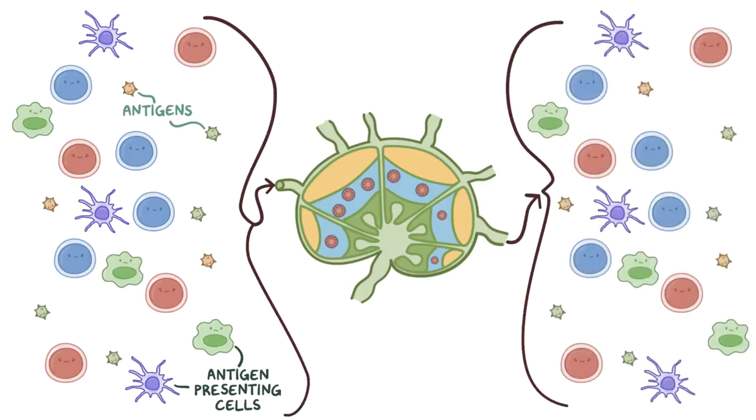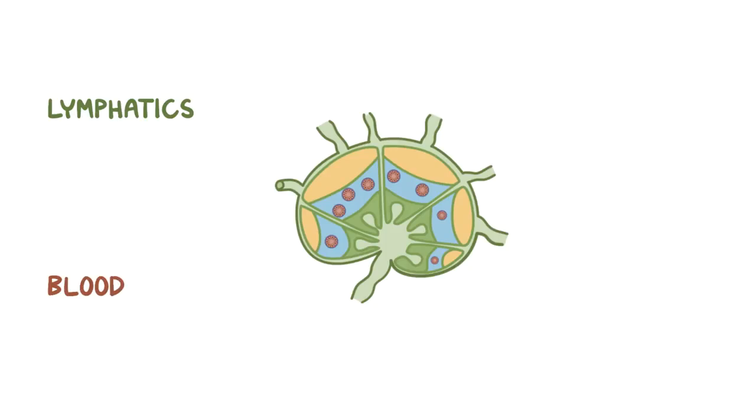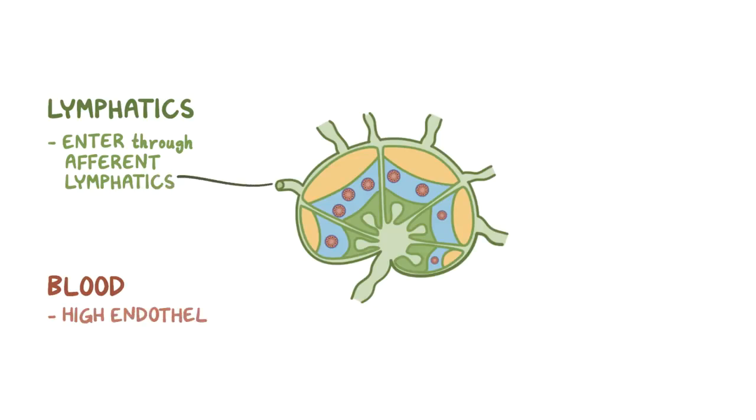Now, both B and T cells, as well as antigens and antigen-presenting cells, all need to enter the lymph node. There are 2 ways to do this, depending on if the cells are entering from the lymphatics or the blood. If the cell is already in the lymph, then it can enter the lymph node through the afferent lymphatic vessel. If the cell is in the blood, then it can use the high endothelial venules, or HEVs.